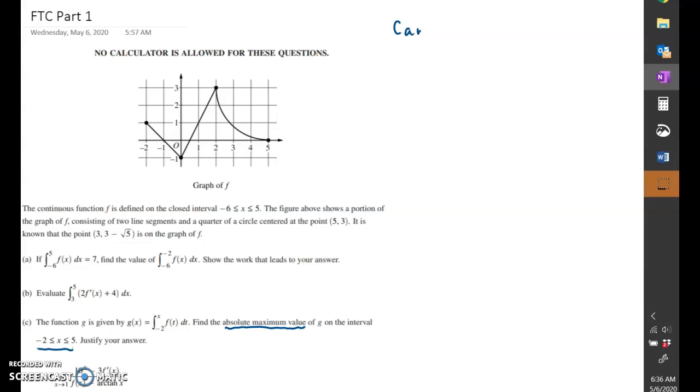So if I do candidates test for G, the candidates are going to be the endpoints, so -2 and 5, and also the critical points. So if I have G of x defined this way, the critical points are going to be when that derivative is either 0 or undefined.